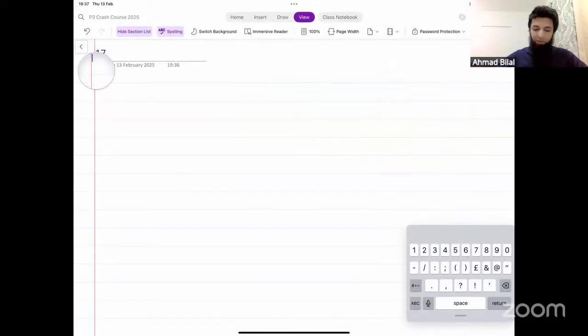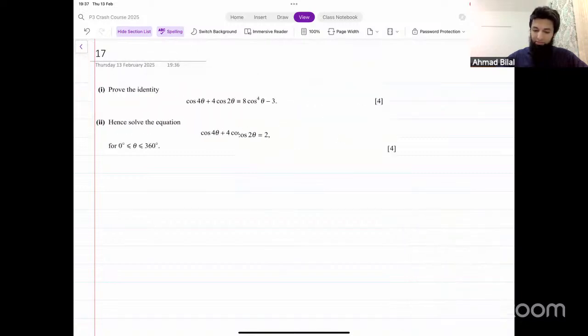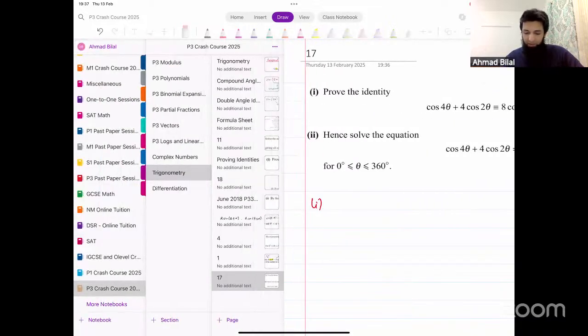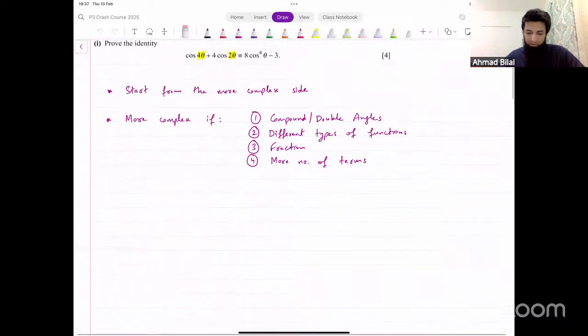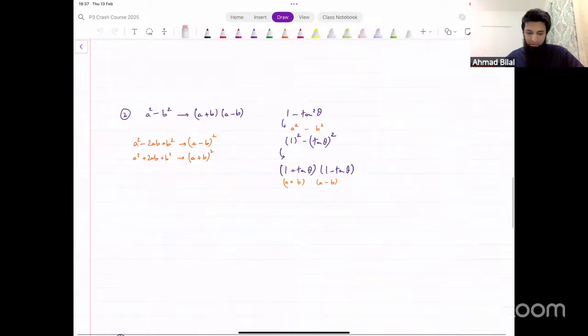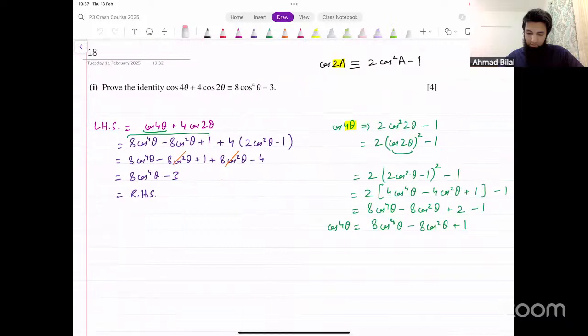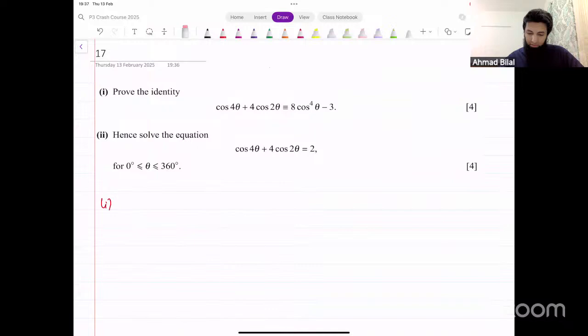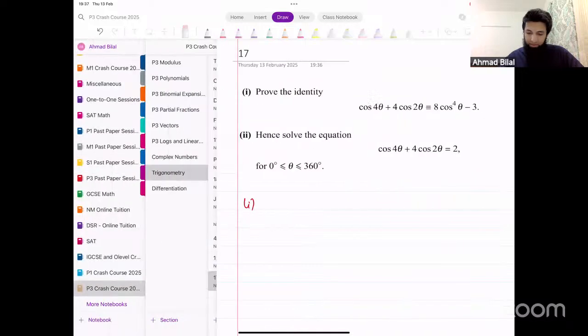You will keep the formula sheet in front of you when you're doing this. Let's do part 1. It says prove this identity. Which side do we start from? The left hand side, because that has 4 theta. Have we done this before? Cos 4 theta plus 4 cos 2 theta. That was that. Okay, so that's the exact same question.